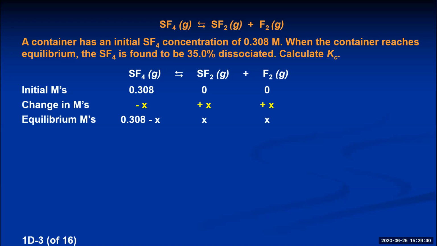Once we've completed an ICE table, you want to write the equilibrium constant expression that relates the equilibrium constant Kc to these 3 equilibrium molarities that we've just determined algebraically. So the Kc is the concentration of SF2 multiplied by the concentration of F2 divided by the concentration of SF4. We know the equilibrium values for the 3 reactant and products.